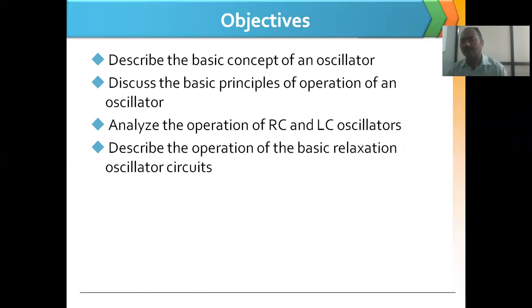Greater than 10 kilohertz, it is also called a radio frequency signal. We have to use the LC type of oscillator. Then describe the operation of the basic relaxation oscillator circuit.